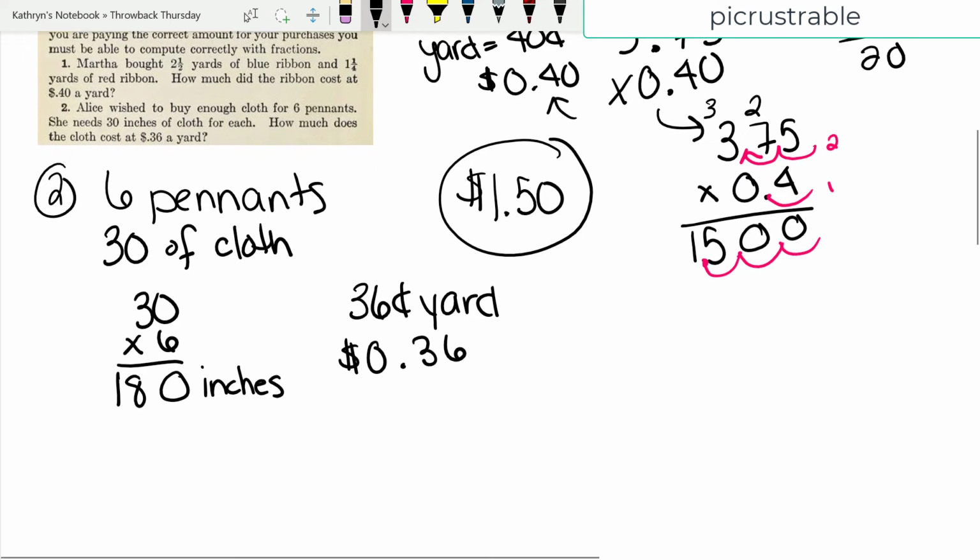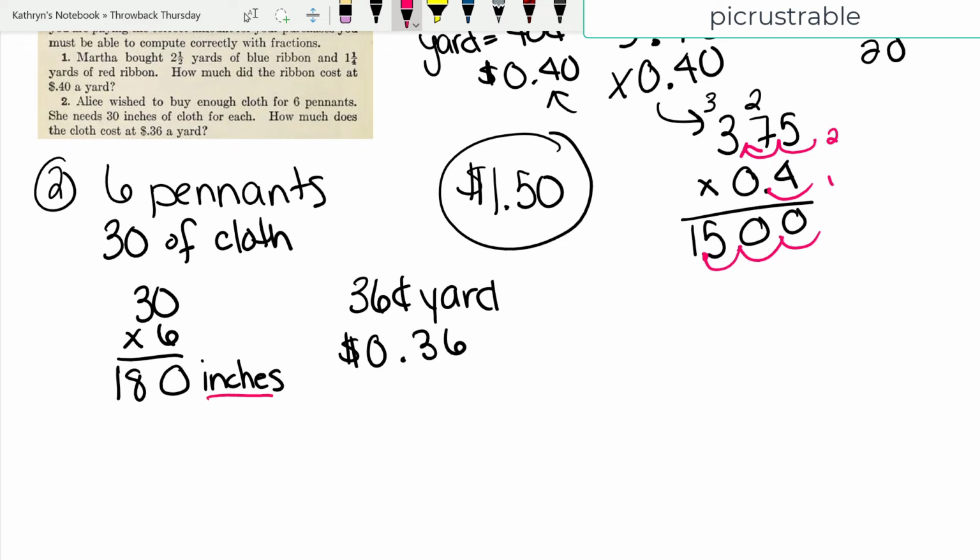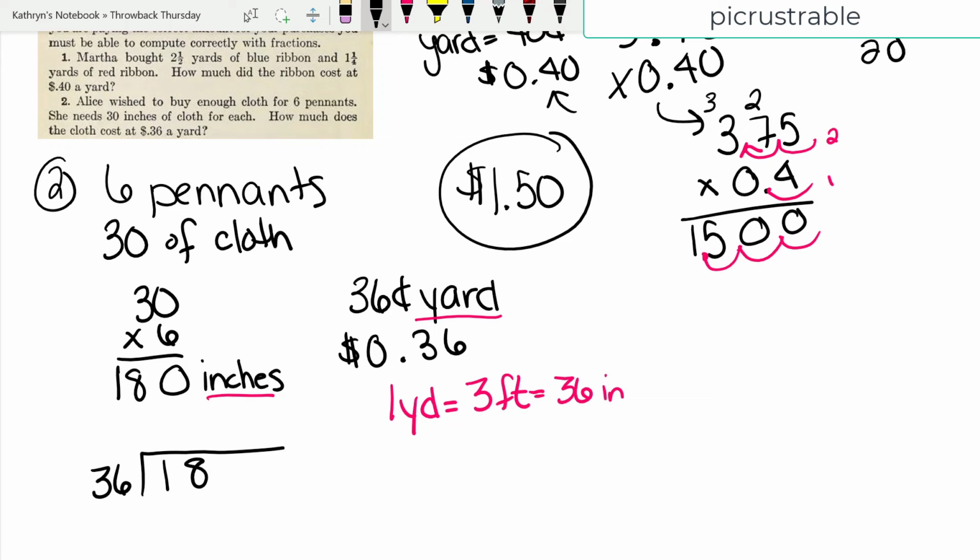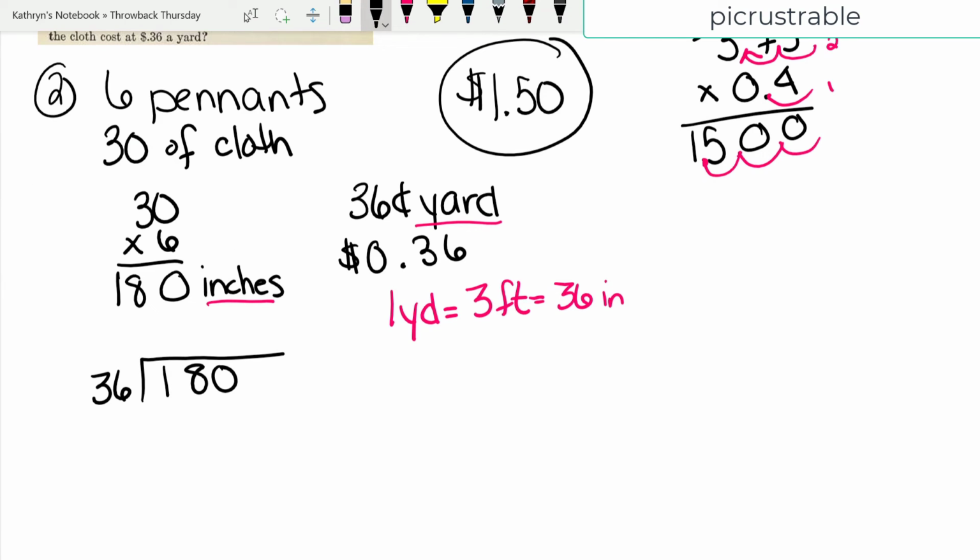Now we have a little bit of a problem here. We have inches, but it's 36 cents a yard. So now we have to think. 1 yard is how many inches? Well, that's 3 feet, which is 36 inches. What we need to do next is take 36 inches and divide it into 180 inches. Well, 36 doesn't go into 1. 36 doesn't go into 18, but 36 does go into 180.